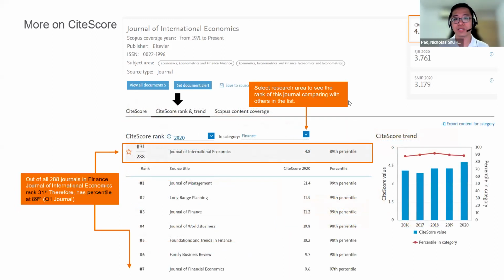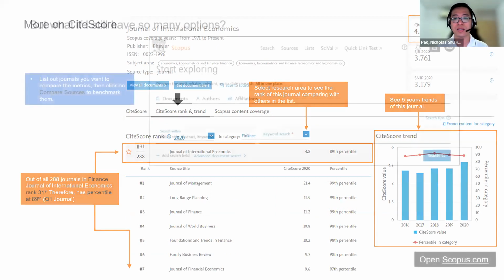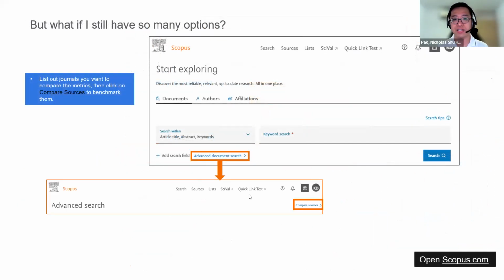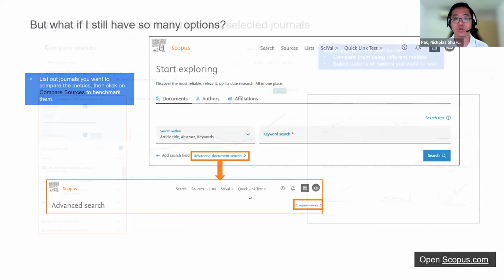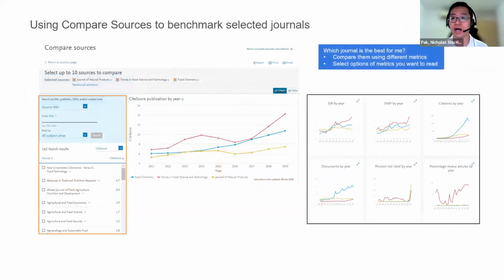So now you're able to select the research area to compare accordingly, and then you're able to take a look at the other journals within this category itself as well, and to see the overall performance. If you want to, you can also compare sources over here under the advanced search to compare one journal to the other based on a whole range of metrics like CiteScore, SJR, SNIP, citations by year, documents by type, percentage not cited, and the percentage review of articles on a year-by-year basis.